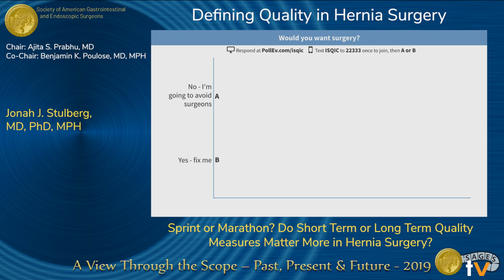What you have to do is text ISQIC, I-S-Q-I-C, that's the quality collaborative I help run. You text those letters to the number 22333. So you send a text to 22333. When you do that, you'll get a reply that says, welcome to Jonah Stulberg's poll.